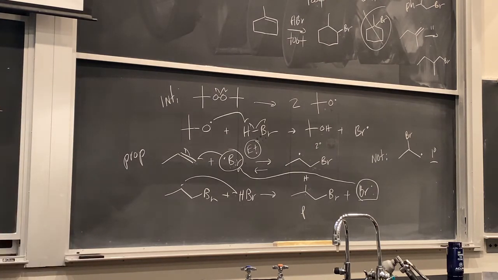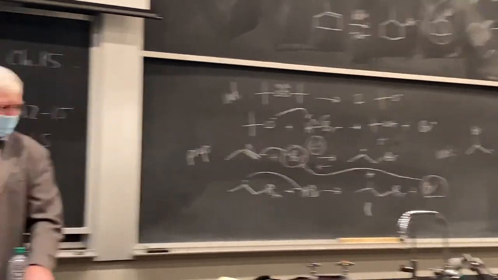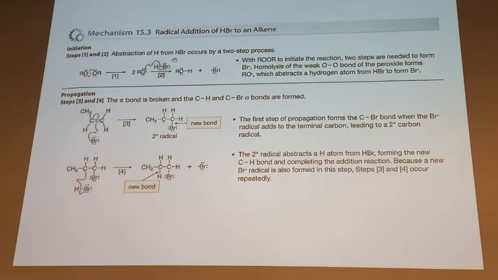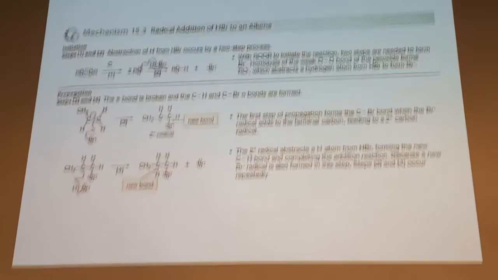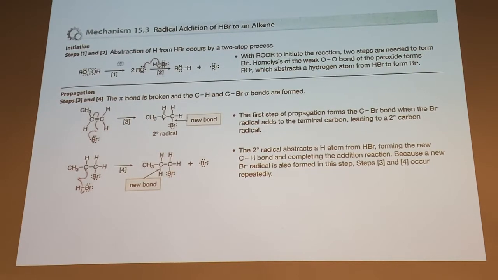Anyway, let's go to the overhead here. The book has their mechanism. I like to compare what's shown in the book, make sure we got that. So, yeah, the initiation process here is a two-step thing. The peroxide bond is homolytically broken, creating the oxygen radicals. And then that abstracts a hydrogen atom from HBr to give the bromine radical, and the now stable tert-butyl alcohol.